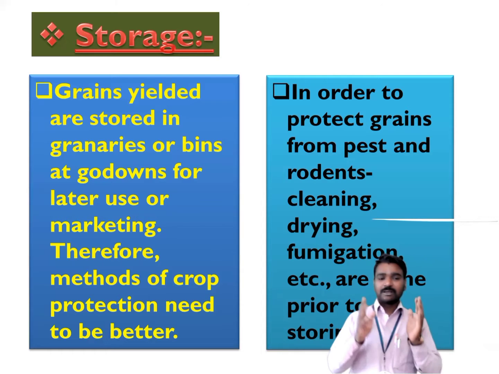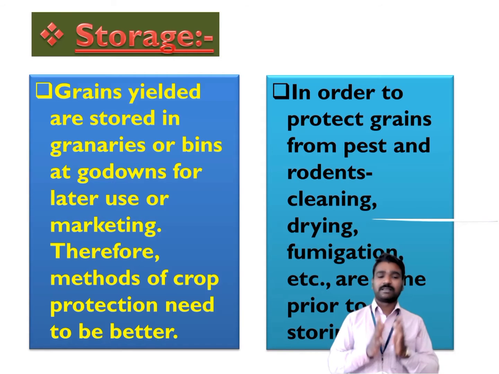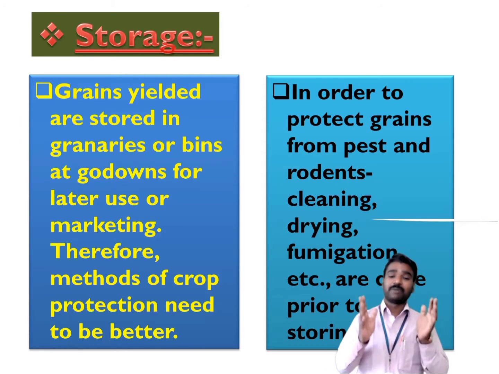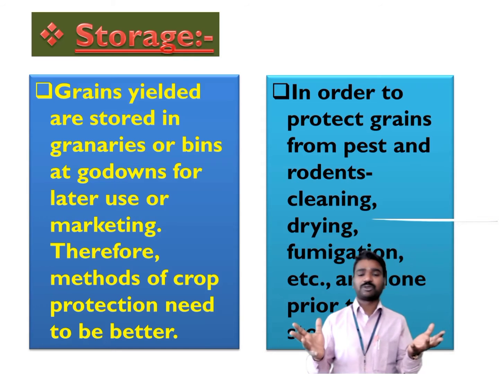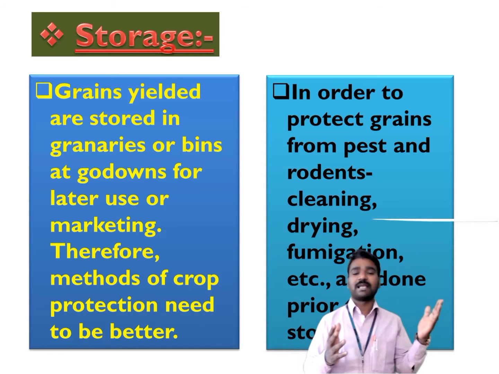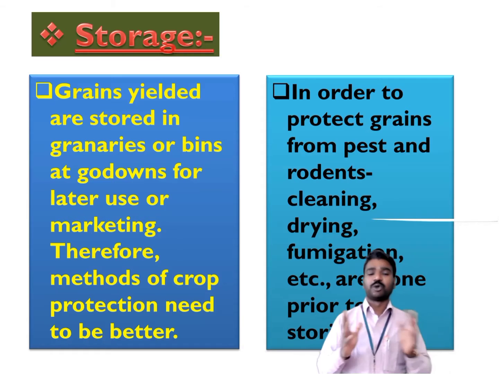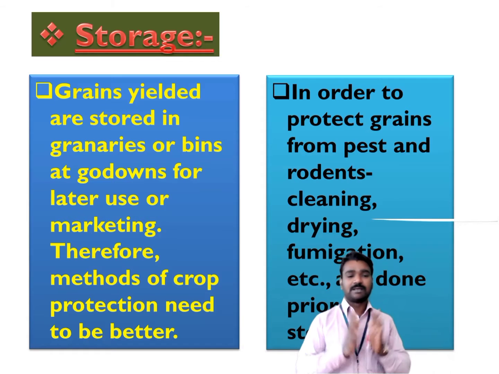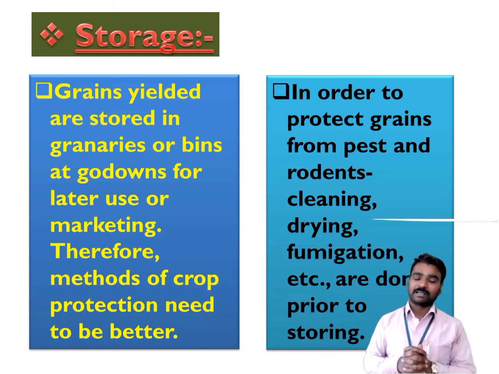Therefore the methods of storage, the methods of crop protection, need to be better. If we do not have proper storage places, then whatever the farmer has done in the last 3 to 4 months to get these grains will be of no use. And that's why the methods of storage and crop protection have to be much better.